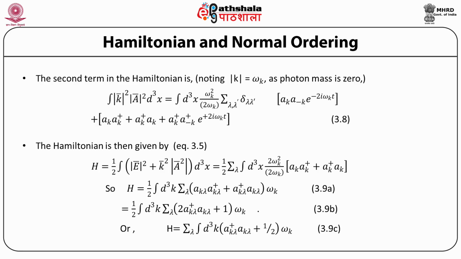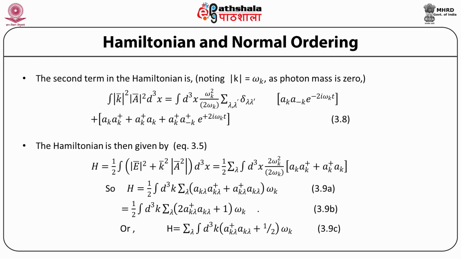So the Hamiltonian H becomes the integral over d³k, summation over λ, of a_kλ a_kλ† plus a_kλ† a_kλ, the whole thing multiplied by the energy ω_k. This is equation 3.9a, and this gives us the expression: half of the integral over d³k, summation over polarization, of 2 a_kλ† a_kλ plus 1, the whole thing multiplied by ω_k. Or the Hamiltonian H is equal to the integral over d³k, summation over polarization, of (a_k† a_k plus half) ω_k.